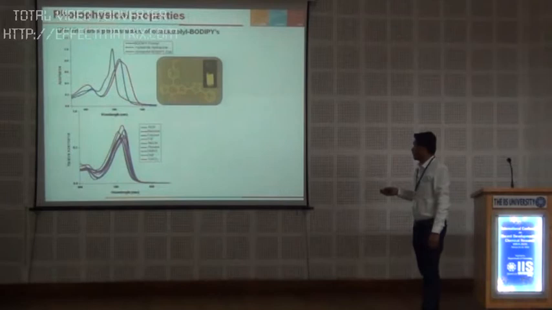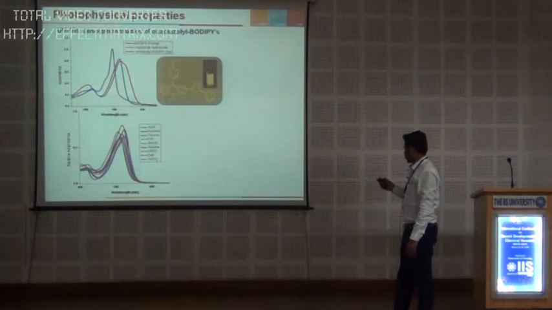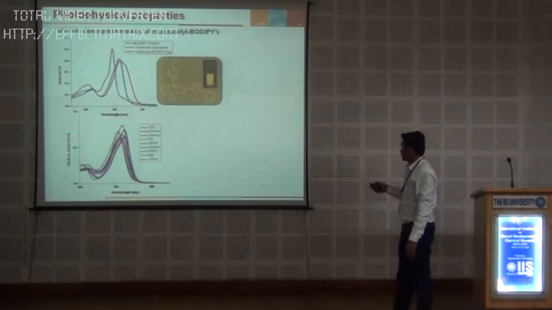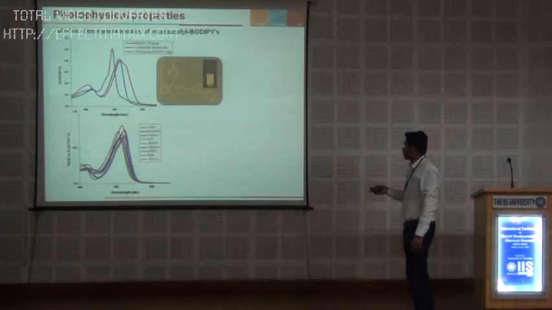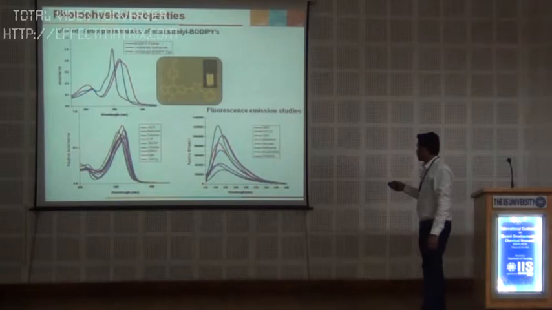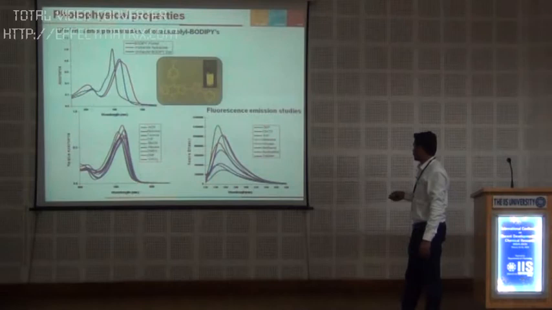Later on, we studied their photophysical properties, like we studied for the oxadiazole molecules. The absorbance is in the range of 500 to 600, with a shift of around 14 nanometers compared to formyl BODIPY. Similarly for this molecule, we studied the absorbance in different solvents. After that, we studied the emission profile. In hexane there is good emission, followed by chloroform.